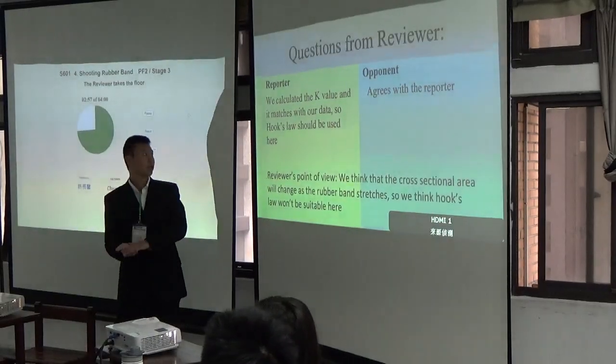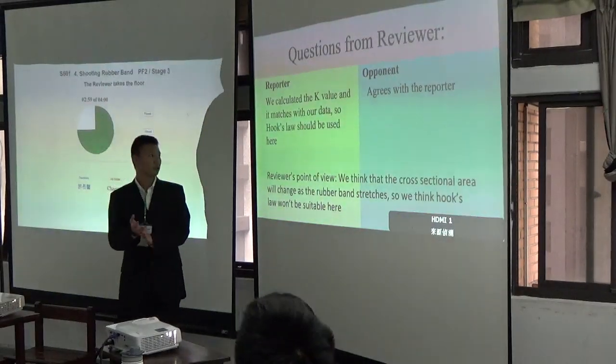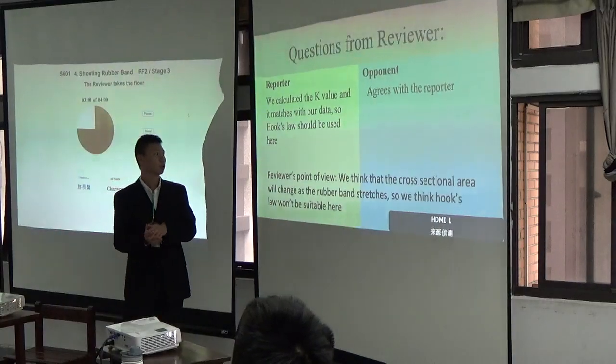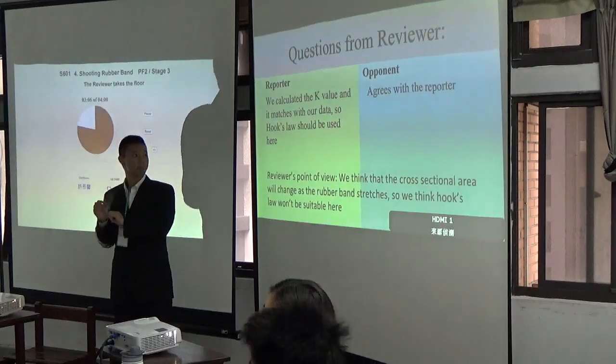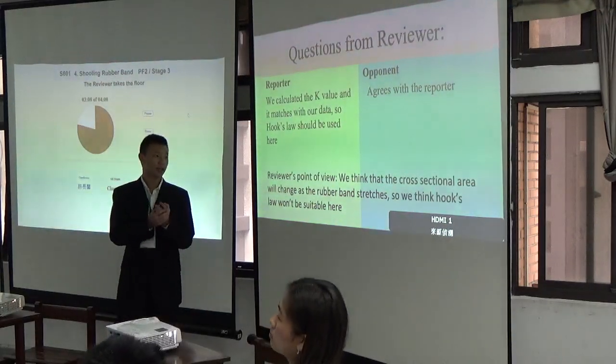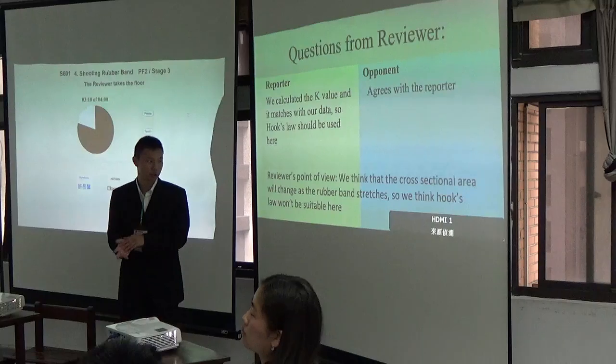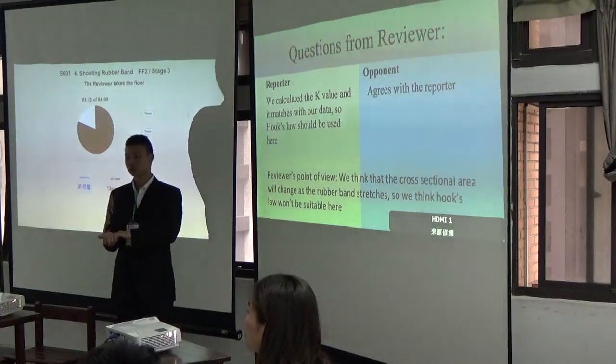The reporter answered that she calculated the K value and it matches with our data, so Hooke's law should be suitable. And the opponent agrees with the reporter. However, we think that the cross-sectional area will change as the rubber band stretches. So we think that is a better way to use the Young's modulus.